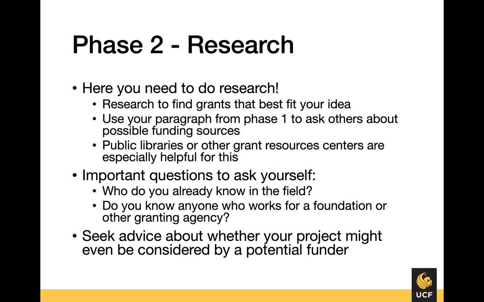In the second phase, this is where you need to do your research. So, of course, the first step is to do some research to be able to find some grants that fit your idea. And once you have that paragraph, or sometimes it's referred to as an aims page, and an aims page is simply a summary of your idea and specifies the goals that you have in pursuing that idea. So once you have that simplified description of your project or your program, it makes it much easier for you to ask others to read that short paragraph or that one-page description and ask them if they know of any other funding sources.